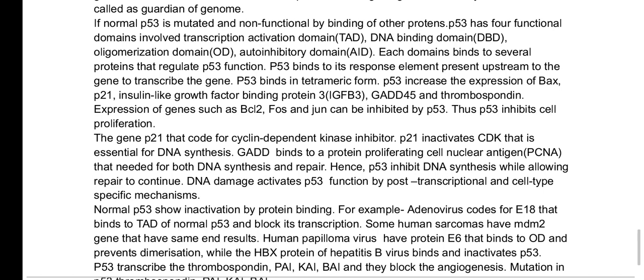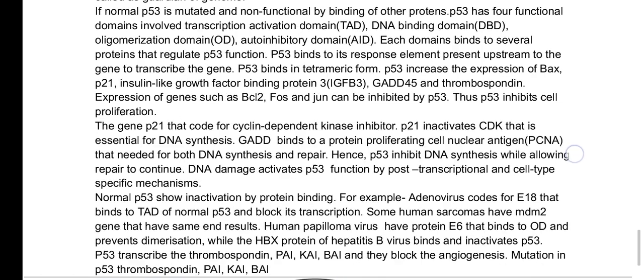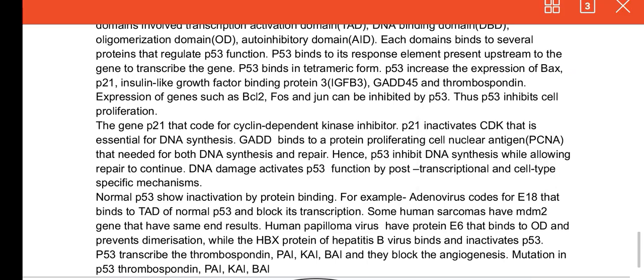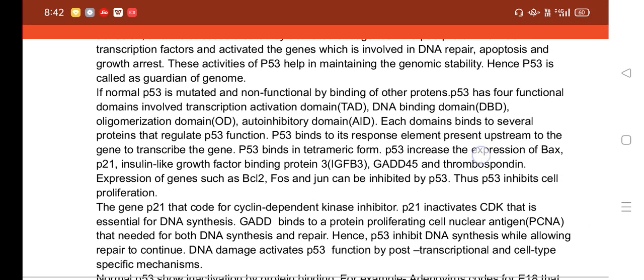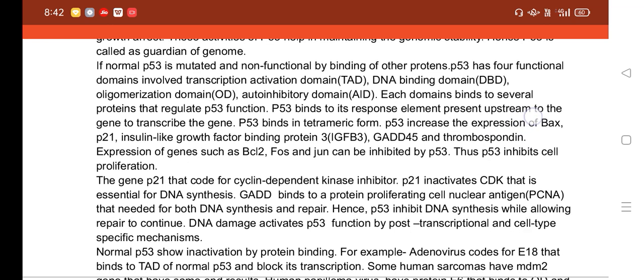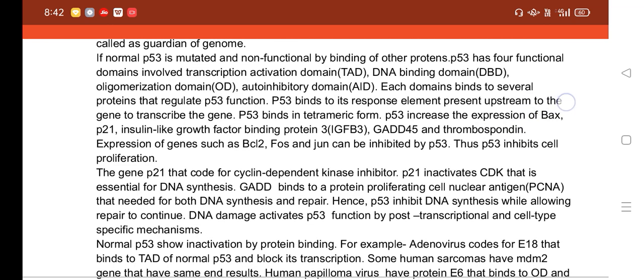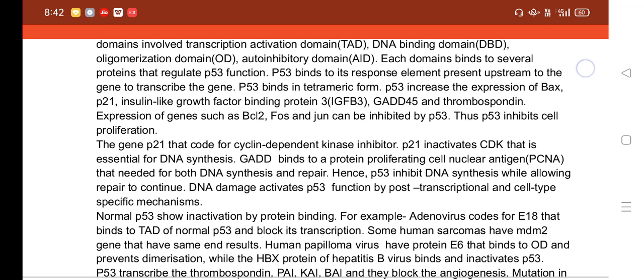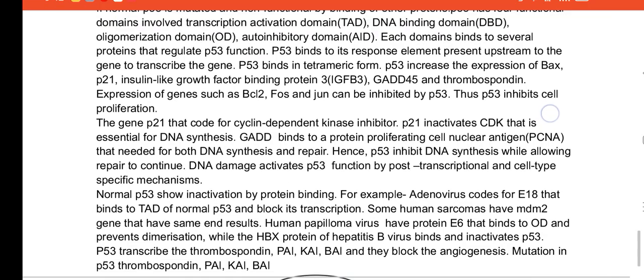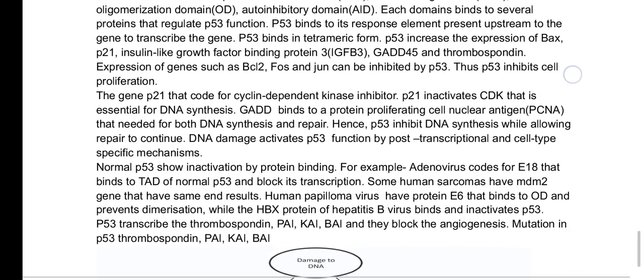Normal p53 can be mutated and made non-functional, or inactivated by binding of other proteins. p53 has four functional domains: the transcription activation domain, TAD, the DNA binding domain, the oligomerization domain, and the autoinhibitory domain. Each domain binds to several proteins that regulate p53 function. p53 binds to its response element present upstream of the gene to transcribe the gene. p53 binds in tetrameric form.